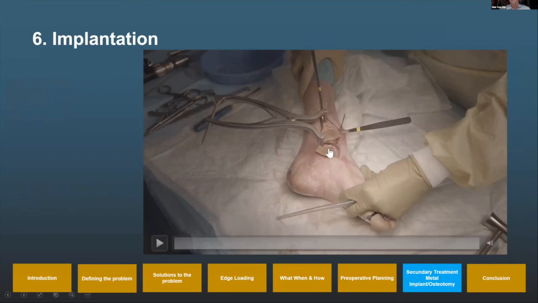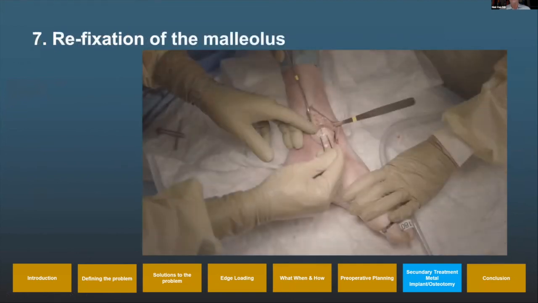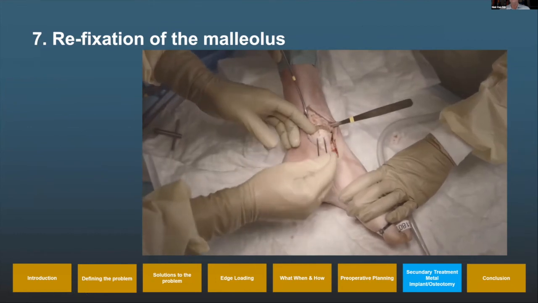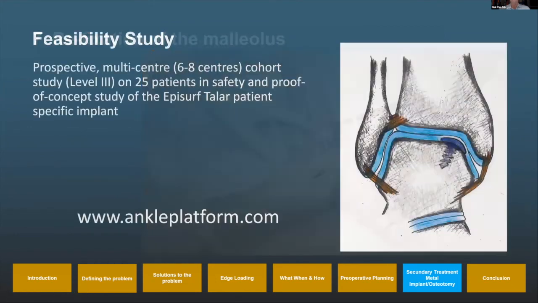Here you see the medial malleolar osteotomy again, and here you see the location of the lesion and the placement of the Episealer. And here to close the medial osteotomy, two K-wires in place, and then this closes the medial malleolar osteotomy at the end of the procedure.